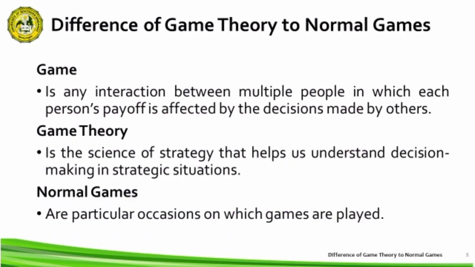Now let us distinguish game theory from normal games. When we say game theory, it is not about the games that we normally think about. Instead, game theory is any interaction between multiple people in which each person's payoff is affected by the decisions made by the others. On the other hand, game theory is the science of strategy that helps us understand decision making in any strategic situation. Or simply, game theory is used to study how people are likely to behave in strategic situations. While normal games are the particular occasions on which the games are actually played.